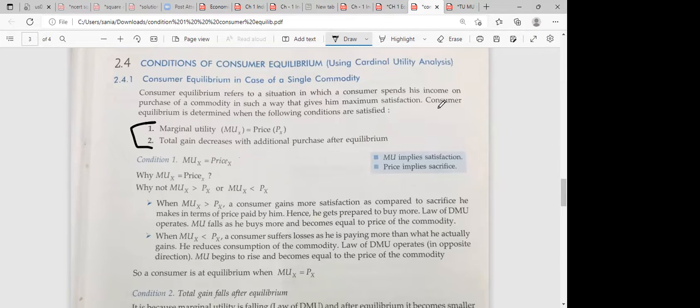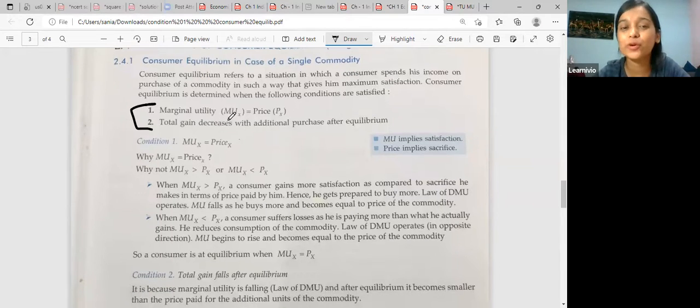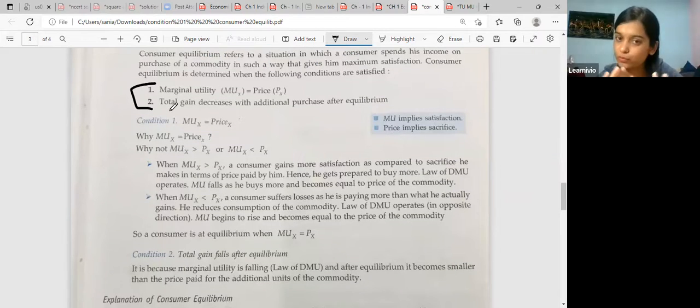This is clear? PX. Yes, teacher. Ma'am, you said PUX, but it's just PX. Sorry, PX. Yes, PX. MU is marginal utility and P means price. Okay, ma'am.